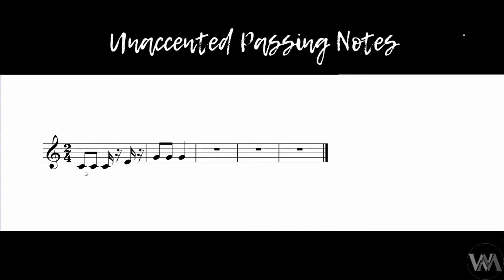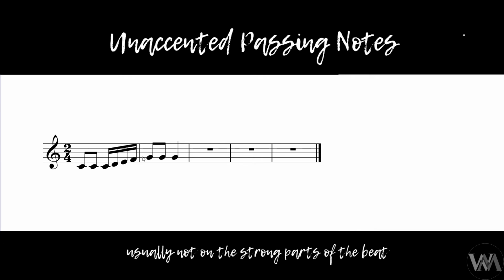And this means that if we want to connect the harmony notes, we then use the unaccented passing notes, the notes in between from the scale. So connecting C with E, we can use a D, and connecting the E with the G in the next bar, we can use an F. So those will be our unaccented passing notes, remembering that the unaccented passing notes are also the notes that are not on the strong parts of the beat. This is the strong part, beat 1. This is beat 2. This is not the strong part.